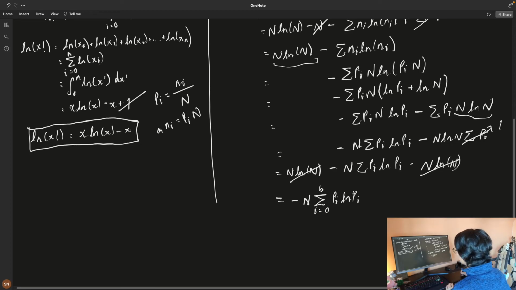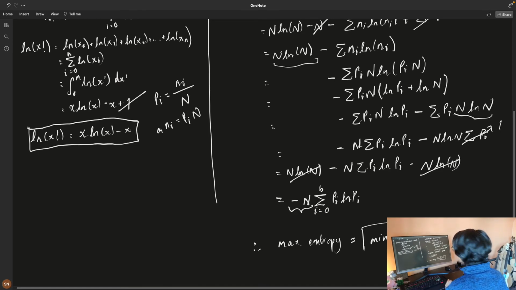So let's ignore this term for now as well, because it's simply a constant. So therefore, our maximum entropy is simply equal to the minimum of the summation, i equals 0 to b, of pi natural log of pi.